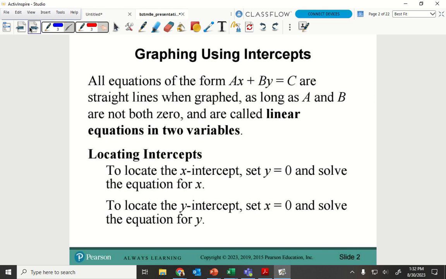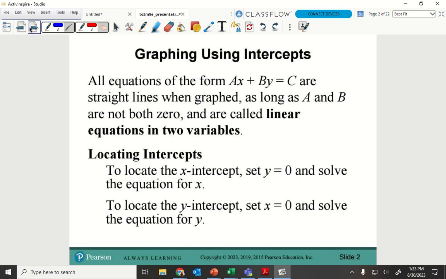It says all equations in the form of ax plus by equals c are straight lines when graphed, as long as a and b are not both zero, and are called linear equations in two variables. This is also referred to as the standard form. Does it say that up there? It doesn't. So you might want to write where it says this is also known as the standard form, so you can actually see it as standard form.